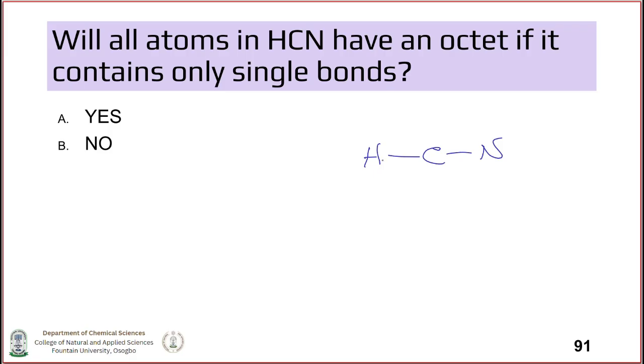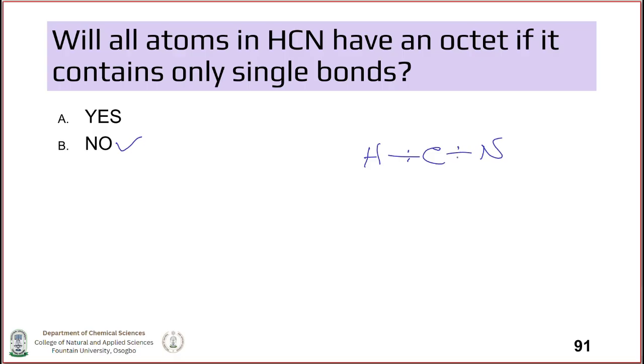No, they cannot all have octets. Of course, there's no octet for this. We don't see the lone pair electrons; they are not added here. So they don't all have an octet. Only hydrogen has a duet.